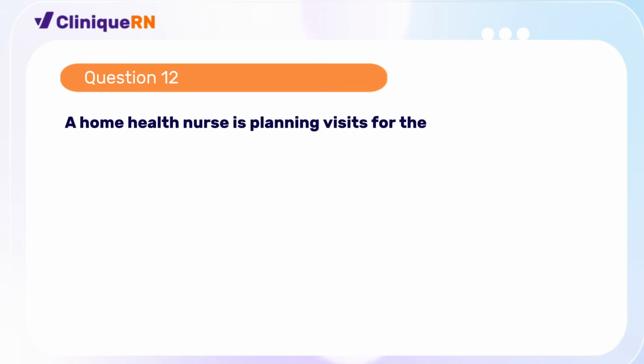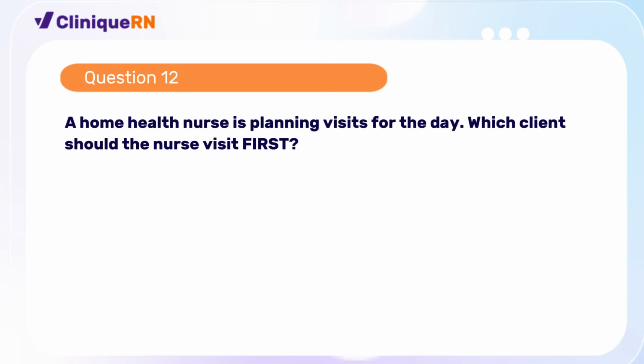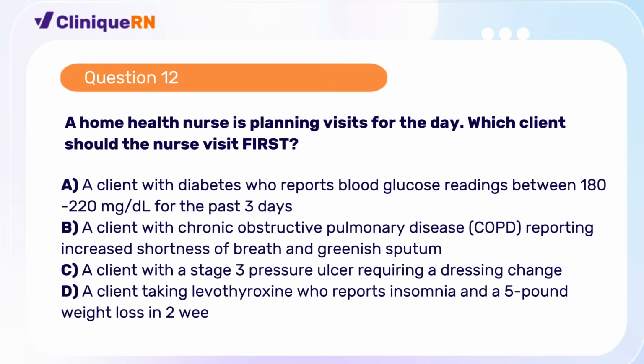Question number 12. A home health nurse is planning visits for the day. Which client should the nurse visit first? A. A client with diabetes who reports blood glucose readings between 180 and 220 milligrams per deciliter for the past 3 days. B. A client with chronic obstructive pulmonary disease, COPD, reporting increased shortness of breath and greenish sputum. C. A client with a stage 3 pressure ulcer requiring a dressing change. D. A client taking levothyroxine who reports insomnia and a 5-pound weight loss in 2 weeks.